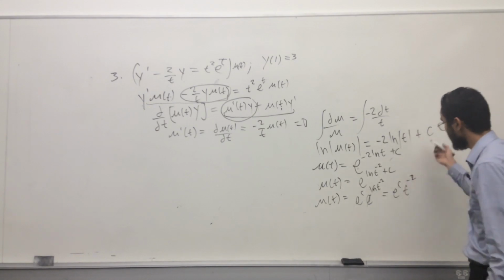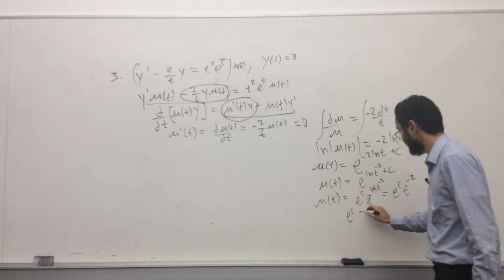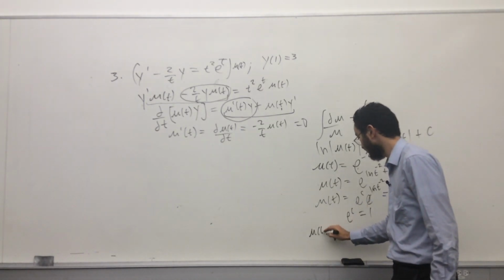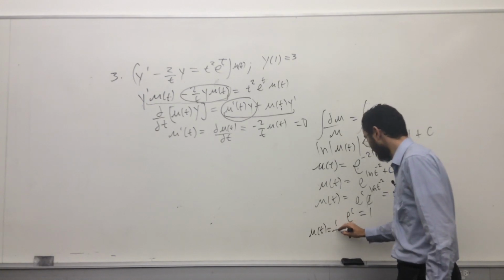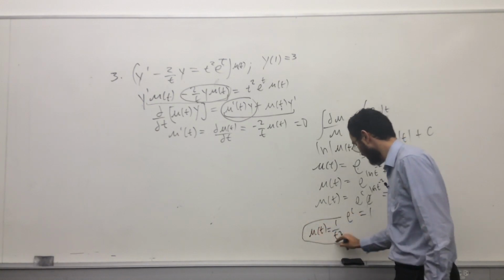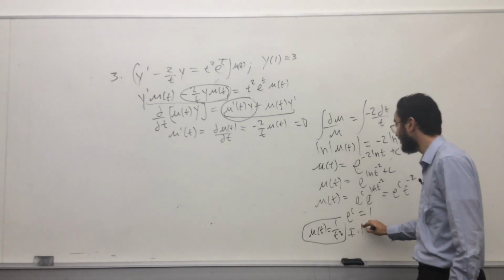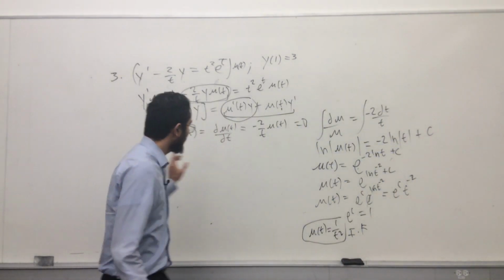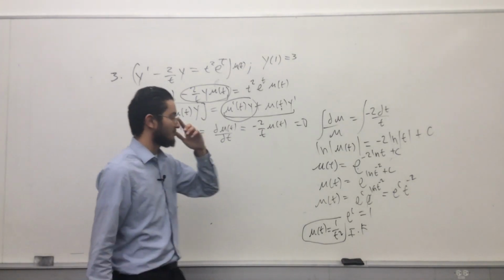Okay, and e to the c, we just say that e to the c is just 1. So we get that the integrating factor, mu of t, is going to be 1 over t squared. This is your integrating factor. So this is just part of the problem. We're not done. Now, we're going to multiply everything by the integrating factor.